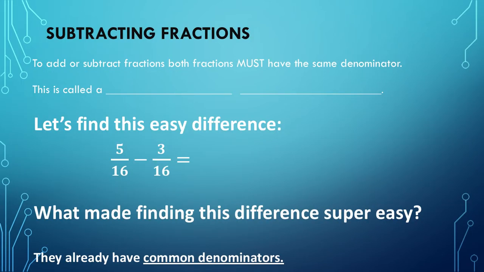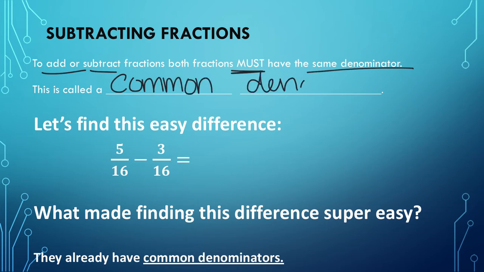And as a reminder from last time, whether you are adding or subtracting fractions, both fractions must have the same denominator, that same bottom number. And this is called a common denominator. That same number, they have to have it. You cannot add or subtract until they have a common one.